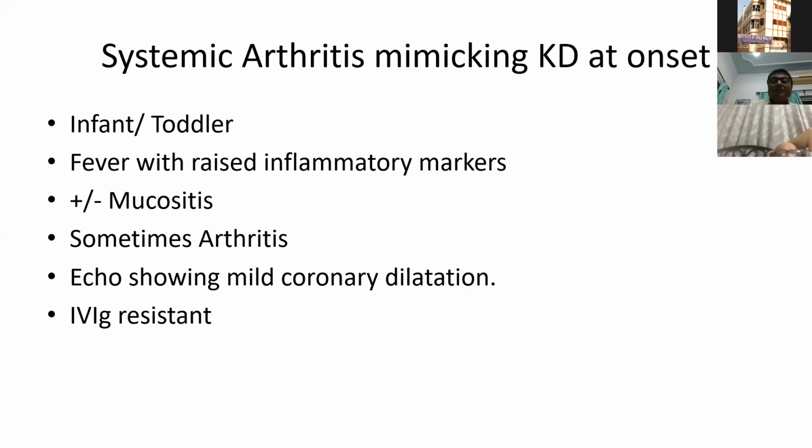So systemic arthritis mimicking Kawasaki at onset. These are usually infants and toddlers who present like an incomplete Kawasaki. They present with fever, maybe some rash, plus or minus mucositis, raised inflammatory markers, and the echo may sometimes pick up a little coronary dilatation. As I said, a lot of conditions can have temporary coronary dilatations. And they are usually IVIG resistant. Either they respond to IVIG and the fever comes back, or they do not respond at all. So again, one must remember that systemic arthritis can occasionally mimic KD at onset.